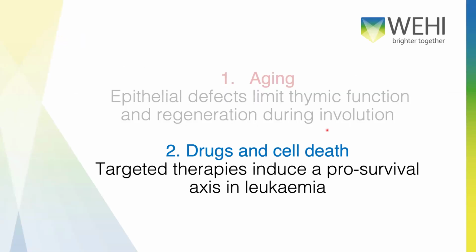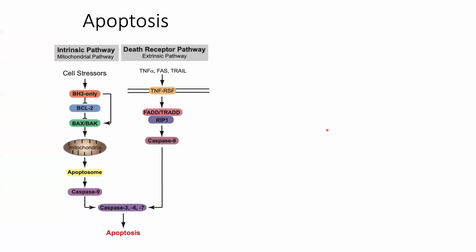Okay, so now we're going to switch gears a little bit and discuss another study, one that's about the rewiring of cell survival processes in leukemia when they're under pressure from new targeted therapies. So for this study, it's important to review the pathways to apoptosis in cells. And there are 2 major pathways, the intrinsic or mitochondrial pathway, and the extrinsic or death receptor pathway.